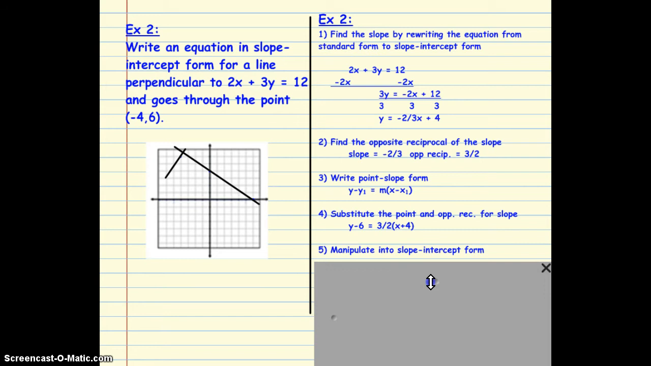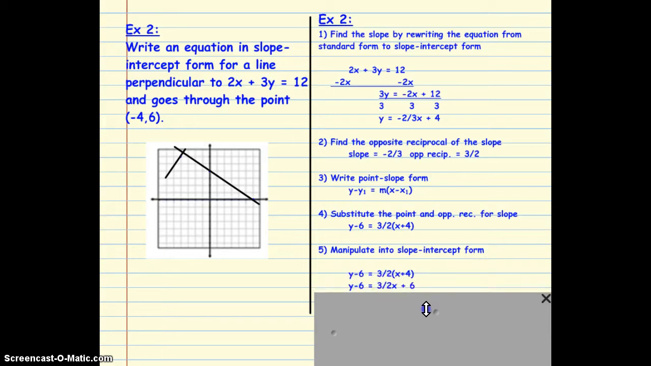Then our last step is we need to manipulate this into our slope-intercept form. We need to get the y all by itself on the left-hand side. First thing we need to do is distribute the 3/2 to get rid of our parentheses. So we're going to distribute 3/2 times x to get 3/2 x, and 3/2 times 4. Well, let's work this one out.